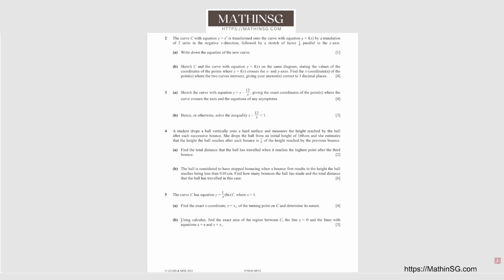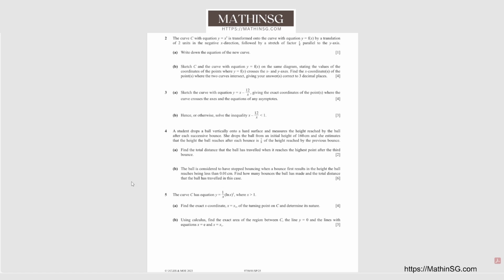Let's move on to part B, using calculus. That means don't use your graphic calculator to do this. Find the exact area of the region between C and the line y equals 0 and the lines with equations x equals e and x equals x1. Since they say use calculus, that means you just need to integrate by yourself. But you can still use your GC to sketch out the curve.